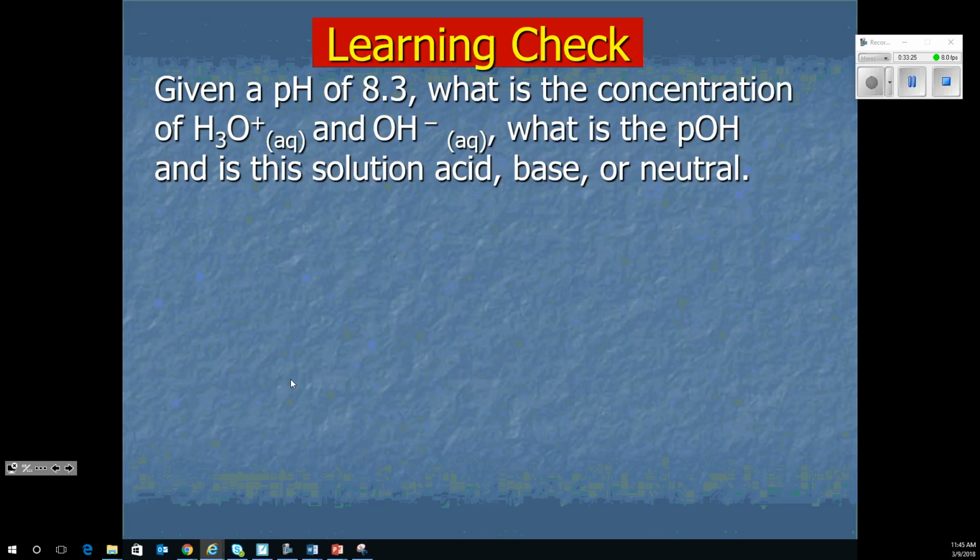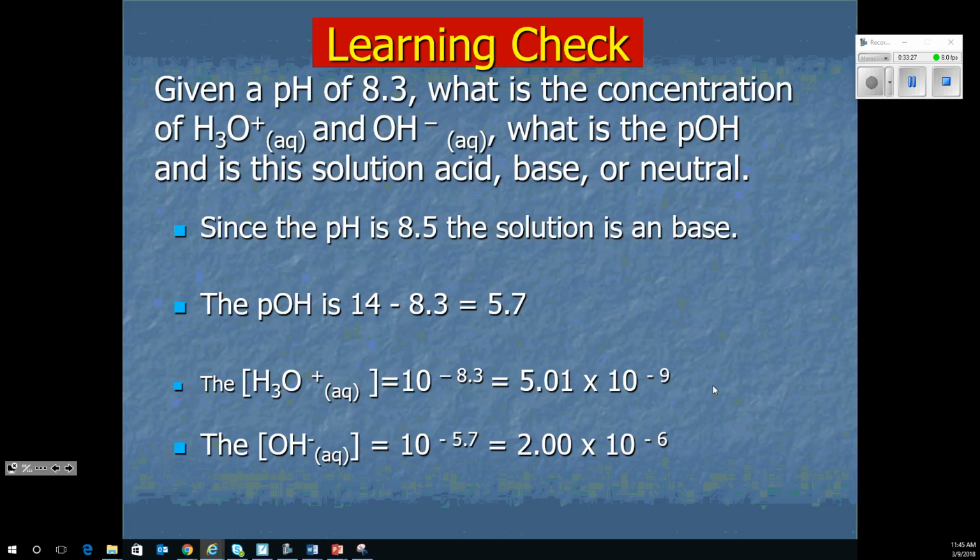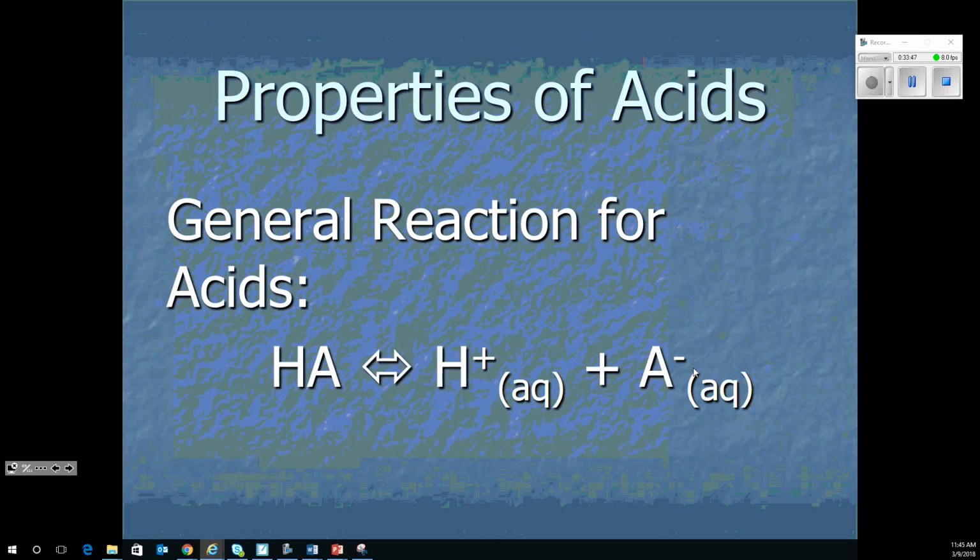Okay, how do we do? Let's see how we did. Thumbs up. Did you get the pOH? Thumbs up. Did you get the hydronium concentration? How many got the hydroxide? Right. And how many got that it was a base? Okay, awesome. Okay, so let's go forward.